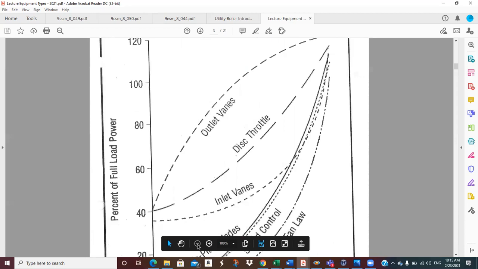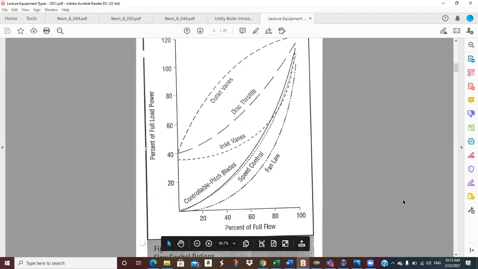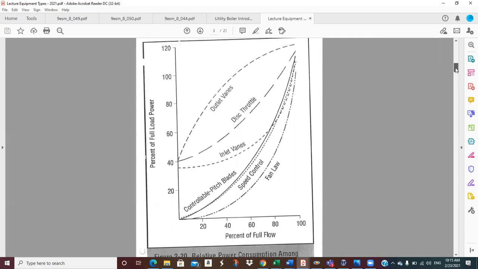This is kind of specific to fan control. I'm not going to say much about this here. We talk about this in the industrial energy efficiency course. Basically, these are different techniques for controlling capacity on a fan, like a centrifugal fan, most likely. Outlet vanes are just discharge dampers, where you start closing dampers and you can reduce the capacity, but the power doesn't fall very much. So it's not an efficient way to do it.